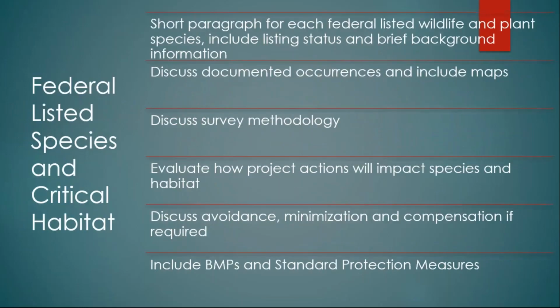For the federal listed species and critical habitat, make sure you include a short paragraph for each of those species, including the listing status and a brief background. Discuss documented occurrences and include maps. Discuss survey methodology. Include how the evaluation was done. Evaluate how project actions will impact species and habitat. Discuss avoidance, minimization, and any compensation if required, and then include any best management practices or standard protection measures. And that's species standard protection measures, just to be clear.